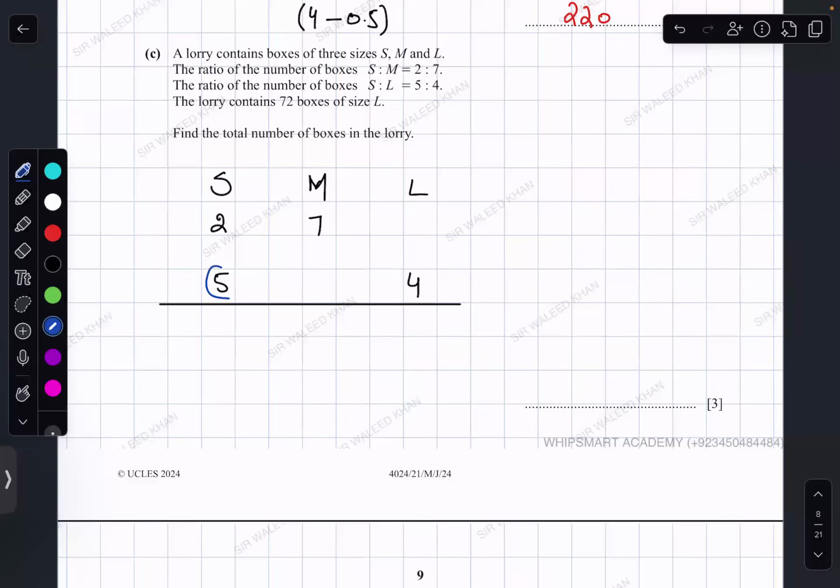You multiply this number with the opposite row. So I'm going to multiply this with this row. And then this value with the opposite row. So I'm going to multiply this with this row. Now we have a common ratio. We have 10, ratio 5 times 7, that is 35. And 2 times 4, that is 8.